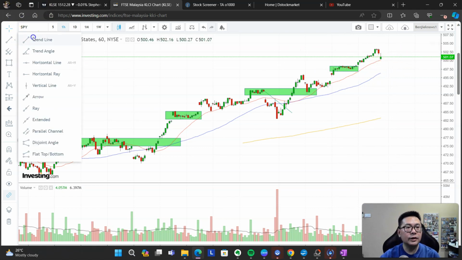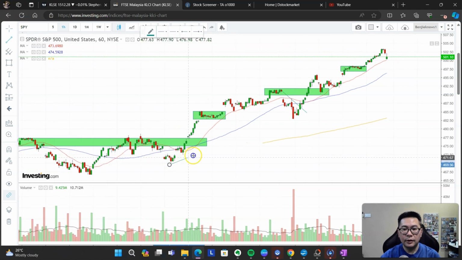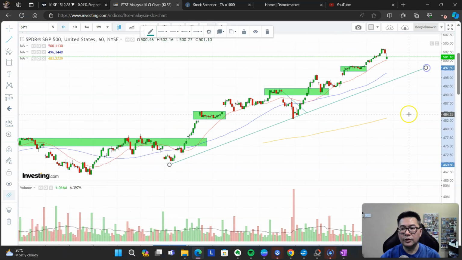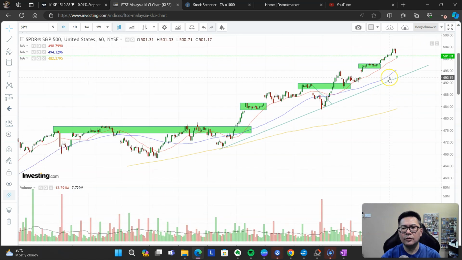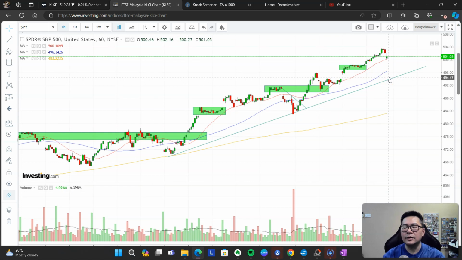Maybe we can draw a trend line here to have a gauge. So if it continues to stay above this uptrend line, then we want to continue to be bullish bias as well. So far, there's not much weakness at all at this moment, because it's still above the 60-minute 50 MA, and the 200 MA is still rising. Sometimes there'll be ups and downs as it goes in the uptrend and downtrend.